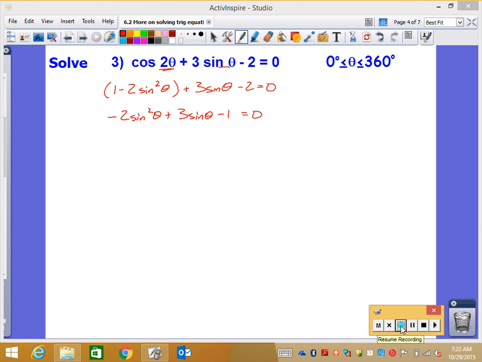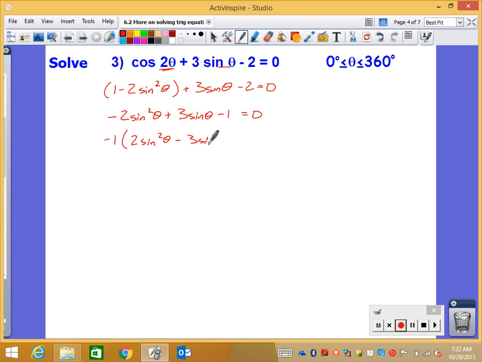Now because I have this negative 2 out front, I'm going to factor out a negative 1. Get rid of the negative sign. So I have a negative 1 times, this becomes a positive 2 sine squared theta minus 3 sine theta plus 1. Now I could split this apart and set them both equal to 0, divide by negative 1, however you want to think about it. The negative 1 just goes away. We really don't care about him anymore.